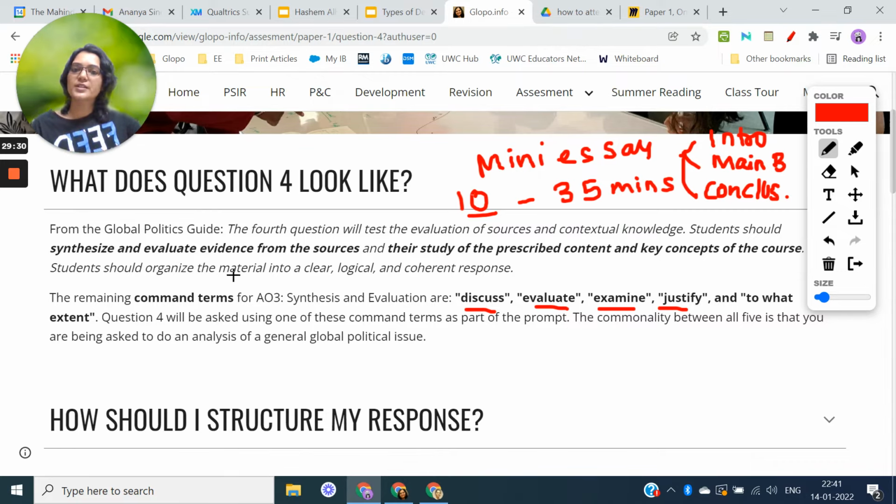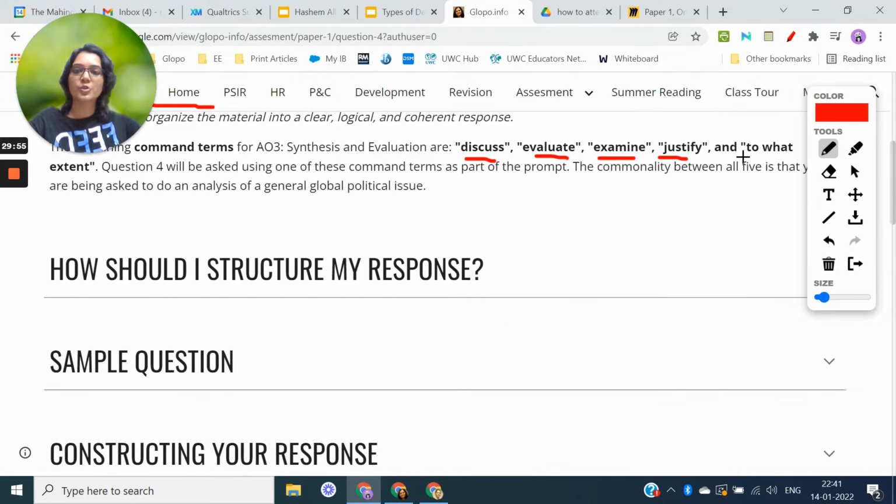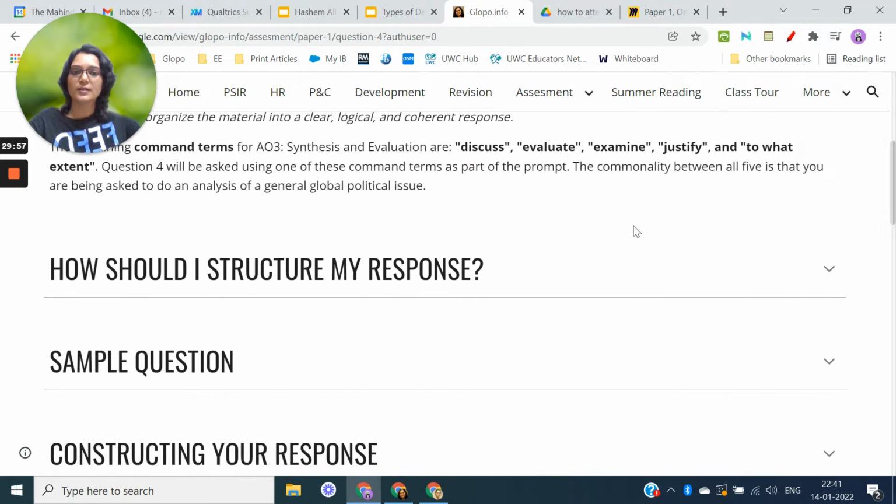Fair enough. This is the question which asks you to synthesize and evaluate. You need to synthesize all the sources properly, because it would be asking you to go through all four sources, right, and evaluate them. Evaluate means that you need to think about the pros and cons of that one. Now, this is about the nature of the question. We move further. How should I structure my response?